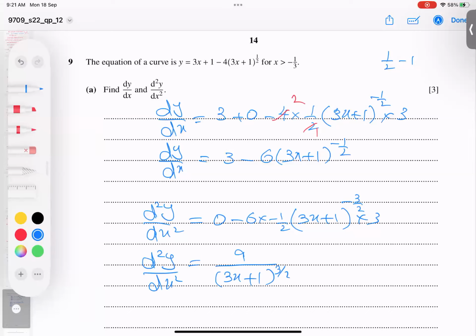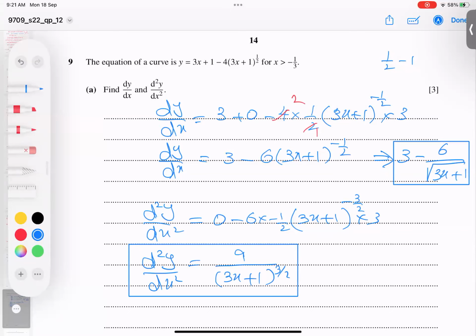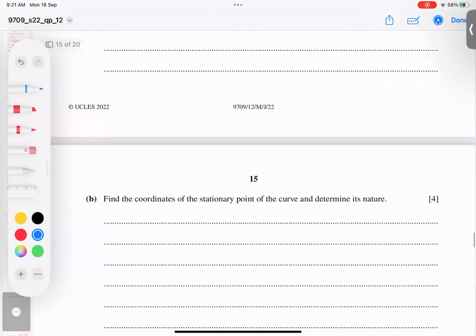So the first differentiation, you can reshape it: 3 minus 6 over root of 3x plus 1. So this is the first differentiation. I write again, I show again. This is the first differentiation, and this is the second differentiation. So I believe up till here, you're not having a big issue. Next part, he's asking for the stationary point and nature.